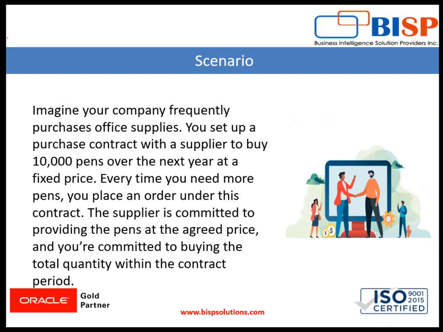Then scenario based on purchase contract. Imagine our company frequently purchases office supplies, and we set up a purchase contract with a supplier to buy 10,000 pens over the next year at a fixed price. Every time we need more pens, we can place an order under this contract only. So the supplier is committed to providing the pens at the agreed price, and we are committed to buying the total quantity within the contract period.